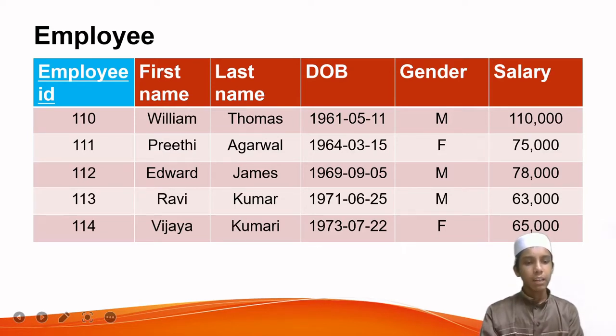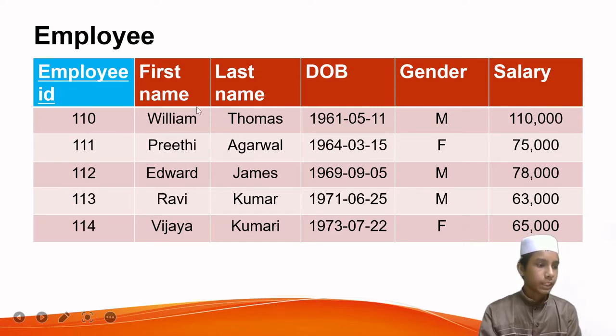Now let's say we have a company. We have a big company database, and we are storing the information about the employees. We have the employee ID, which is the primary key, and then we are storing the first name, the last name, the DOB, the gender and the salary of each employee. So we are getting the specific information about each employee.